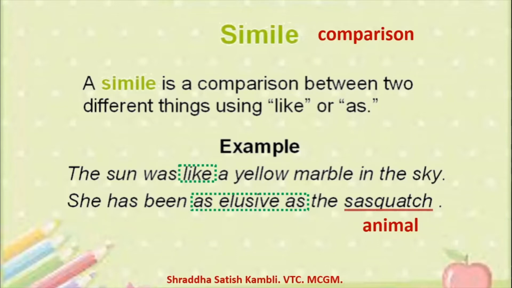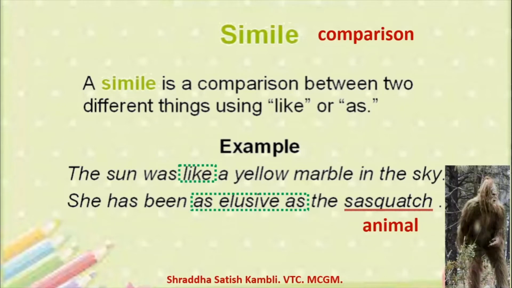So it is something which is very elusive. Elusive means you can see it, you cannot see it, and it is very, very rarely seen. It slips away very soon. So this lady has been compared to a Sasquatch, which is an animal which looks like an ape. See here? An ape-like animal. Okay, it is the Sasquatch.